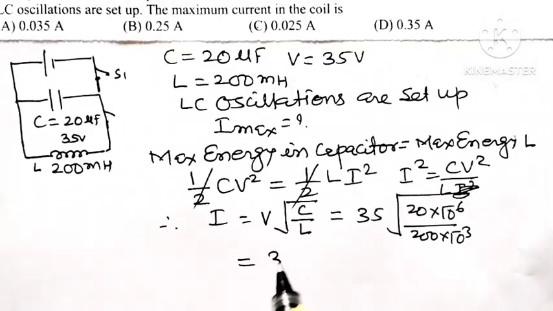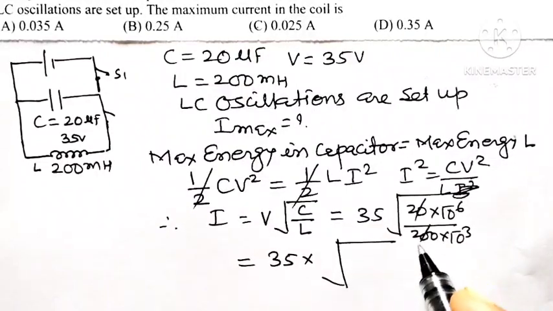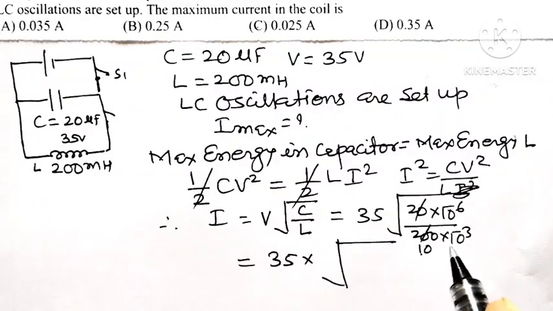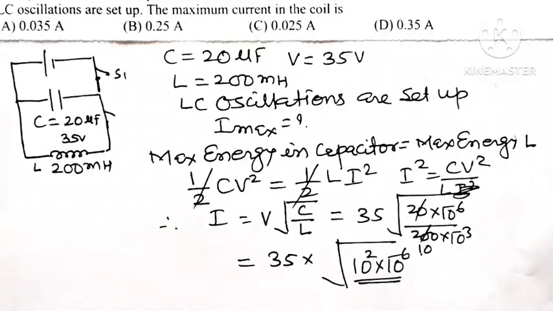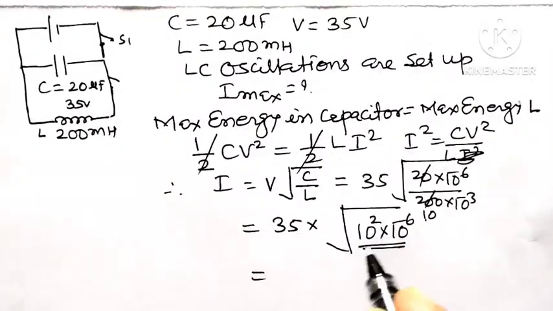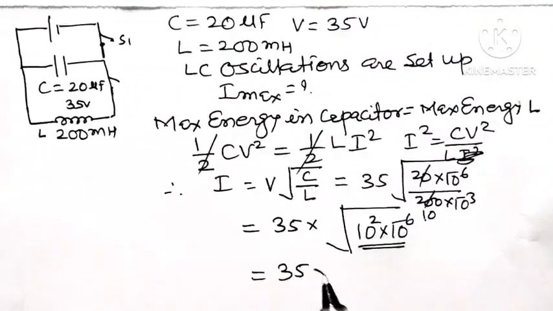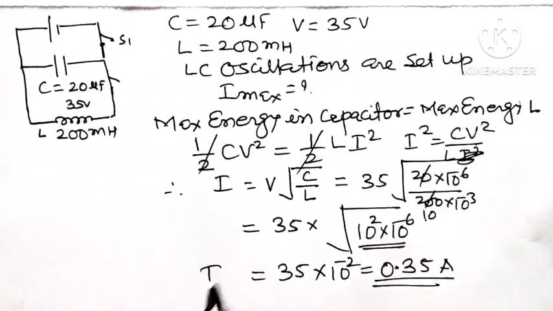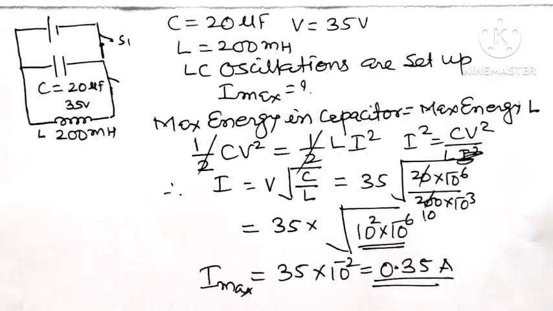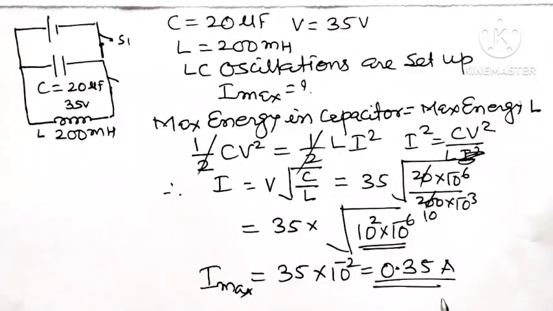So that is equal to 35 into, now under root of, see here, 20 and 200 means it is 10. 10 into 10 raised to minus 3 means 10 raised to minus 2. When it goes to the numerator, it becomes 10 raised to plus 2. So 10 raised to 2 into 10 raised to minus 6 becomes 10 raised to minus 4, and when it is taken outside the root, it is 10 raised to minus 2. So 35 into 10 to the power minus 2 is equal to 0.35 ampere. So the maximum current that flows in the circuit has a value of 0.35 ampere.